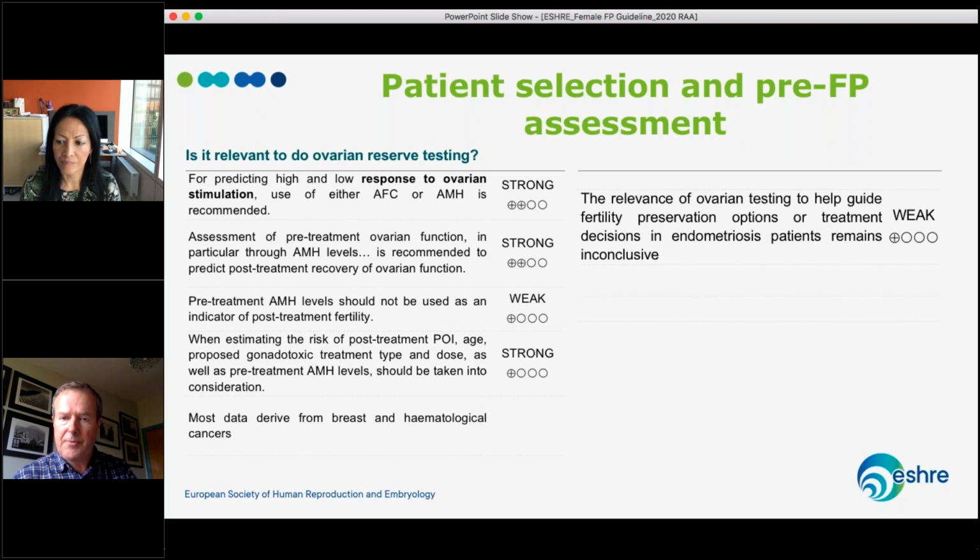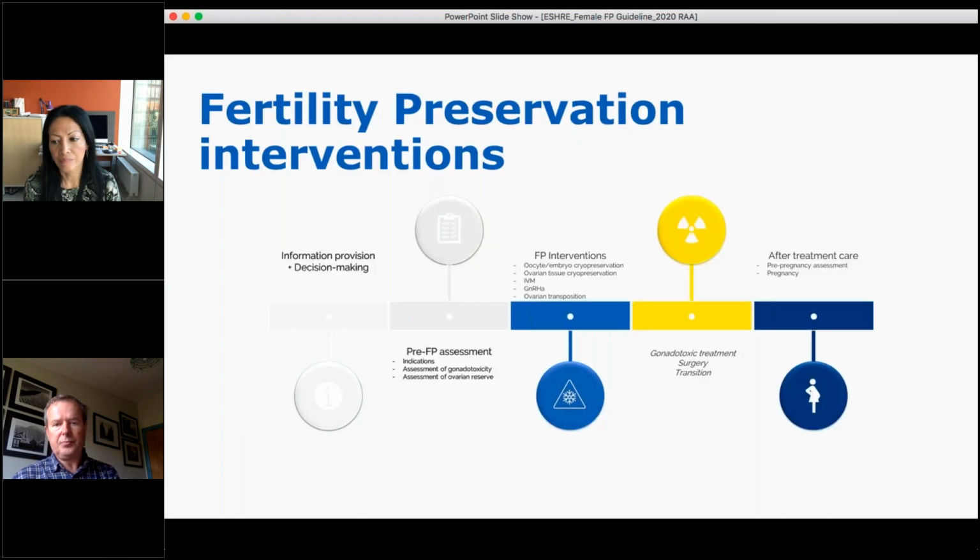We are, of course, covering non-cancer diagnosis as well, and there's evidence in a number of these for these factors. Systemic lupus erythematosus was one where there's some evidence, but also endometriosis is perhaps a pressing problem with this. After much discussion and debate, we felt that it was important to highlight that the relevance of ovarian reserve testing in endometriosis really remains inconclusive, and that is unfortunately only a weak guideline, but I think an important one.